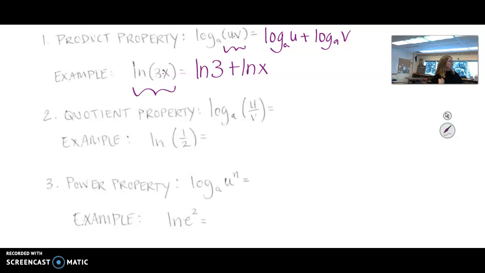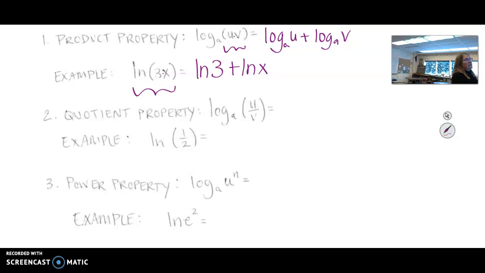And ln of 3 we could evaluate with a calculator. You just type in ln of 3 and it'll give you the answer e to what power equals 3. It should be just a little bit more than 1 because e is a number really close to 3. So you can check that out if you want to.